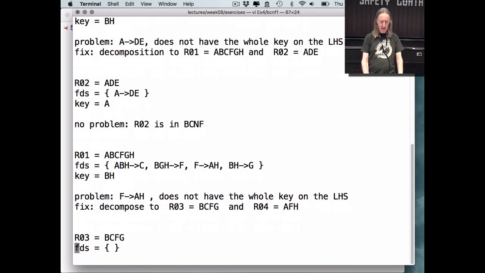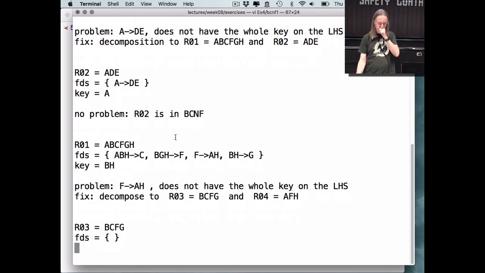Alright, so what about R01? So clearly, since it doesn't have D and E in it, this functional dependency is no longer relevant to this table. So these are the ones that continue to be relevant. And once again, what we've got to do here is we've got to work out what the key is for the new table. It's not necessarily the same as the key for the original large table. So it's determined by the set of functional dependencies that are relevant to this table.